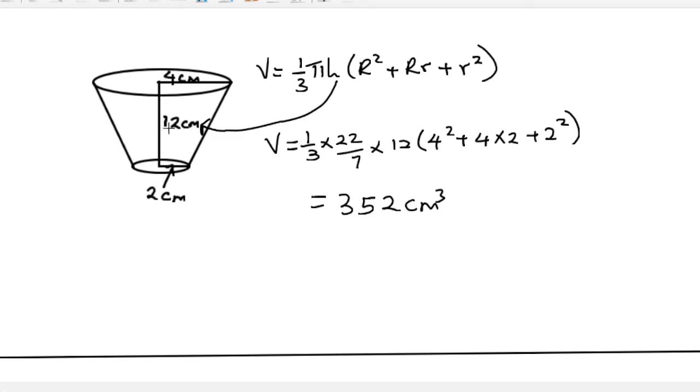the height of the frustum, and you also have the radius on the top side and on the lower side. But if you are, let's say, given the slant height from here to here, you cannot use this formula straight away. You need to use similarities first to at least know the height of that particular frustum.